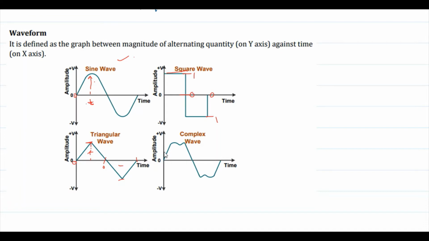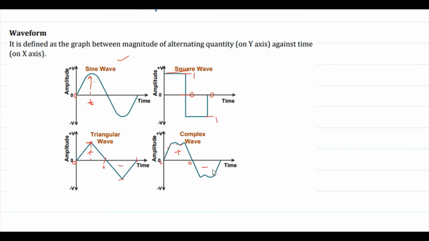Now we can represent it in a complex wave also. This is the form of a complex wave, where the amplitude changes with time, but it is not a perfect sine wave or triangular wave or square wave. It is somewhat a complex wave. Here also it is an alternating one, because it has a positive cycle and once again a negative cycle. Its amplitude increases and decreases with time, so it will repeat. That's why it is called an AC oscillation.